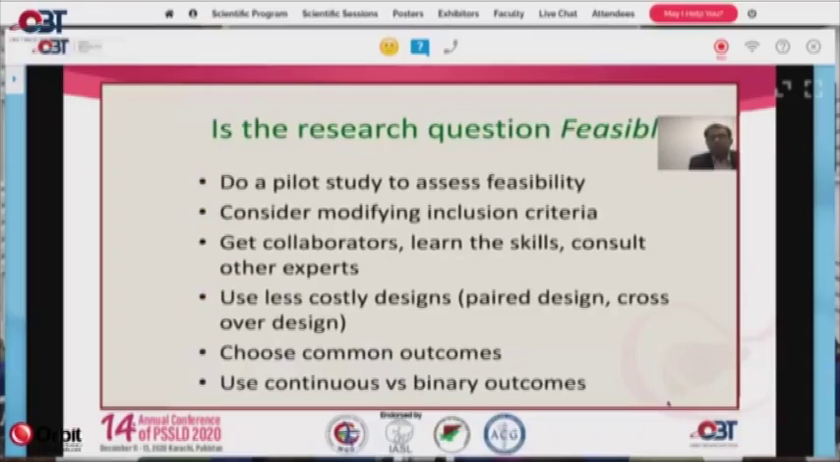So feasible, can you do this study? Is it easy for you to do this? You can do a pilot study to see feasibility. The inclusion criteria, can you meet that inclusion criteria? Can you get enough patients of that inclusion criteria? Do you need collaborators, or do you yourself have all the skills and resources to enroll these? Do you have the money if it costs? And you should choose common outcomes and continuous versus binary outcomes.